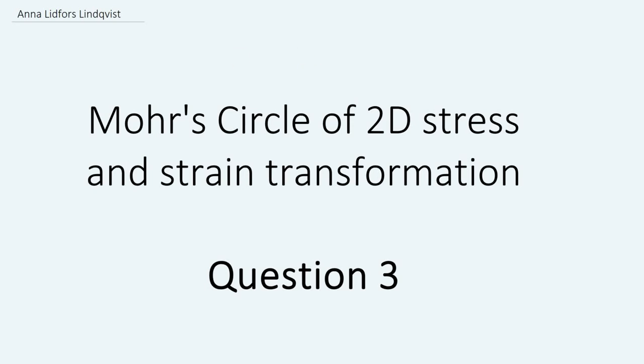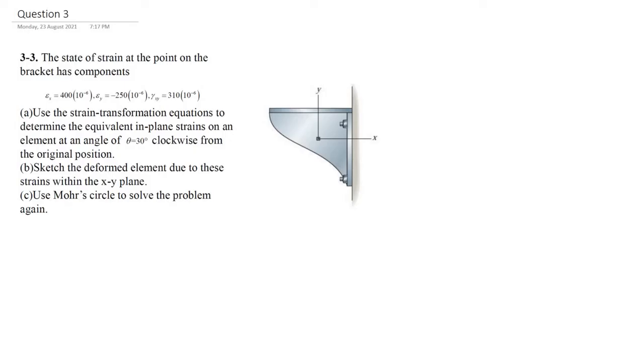This is the solution video of question 3 of the module's Mohr circle of 2D stress and strain transformation. In this question, the state of strain at the point on the bracket has the components as following. For the first part, part A, use the strain transformation equation to determine the equivalent in-plane strains on an element at an angle of 30 degrees clockwise from the original position.